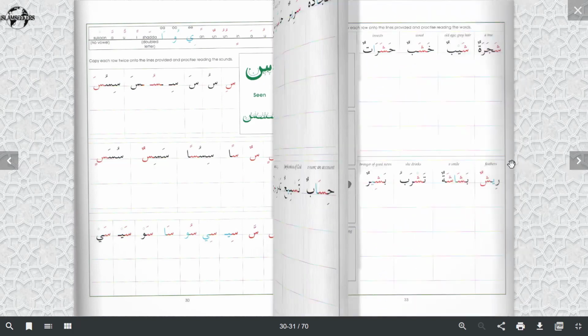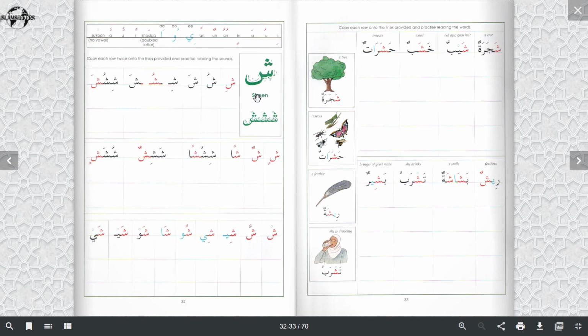Page 32. The letter Sheen. Line 1. She, shu, sha. Line 2. Shin, shun, shan. Shi shu shan. Sha shi shun. Shu sha shin.